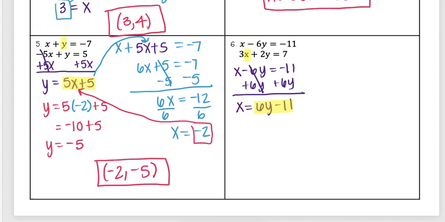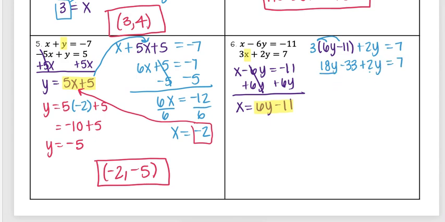So now instead of 3x, I'm going to have 3 times (6y minus 11) plus 2y is equal to 7. And now I need to solve this for y, so I need to distribute that 3. And again, when you're substituting, make sure you put parentheses around because that 3 needs to multiply into that entire thing, like I'm doing right here. So 3 times 6y, I get 18y. 3 times negative 11, I get negative 33. Plus 2y is equal to 7.